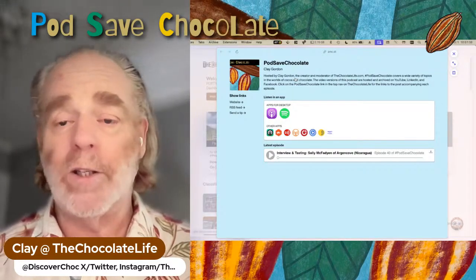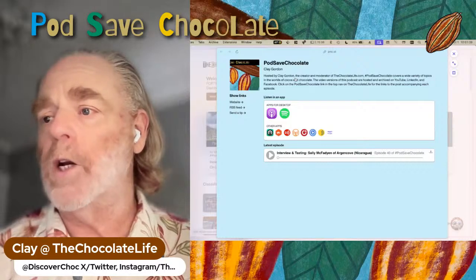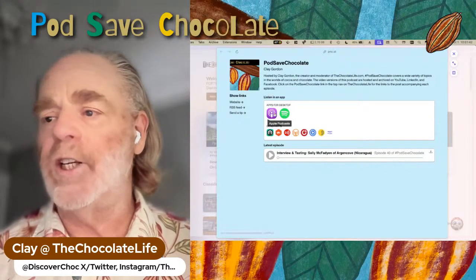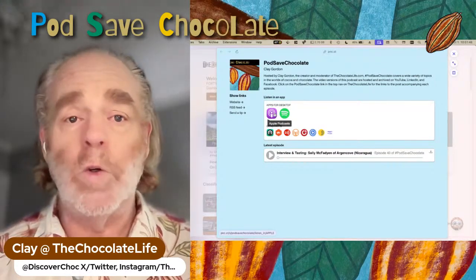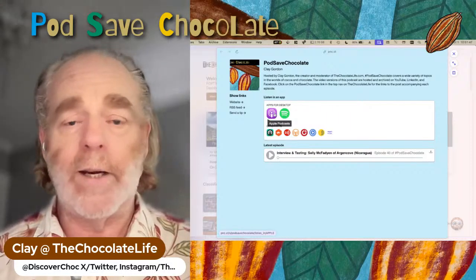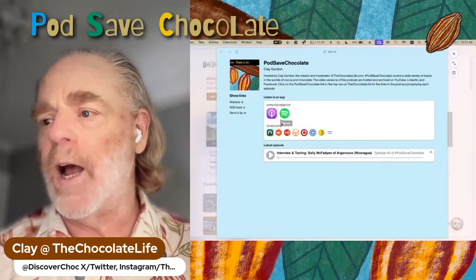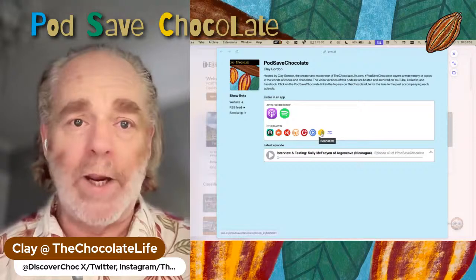So I'm using Pinecast to host all the audio content. What you see are links to desktop applications you might use if you want to listen to the podcast episodes on your desktop. And then there are also a bunch of mobile applications that you can use.